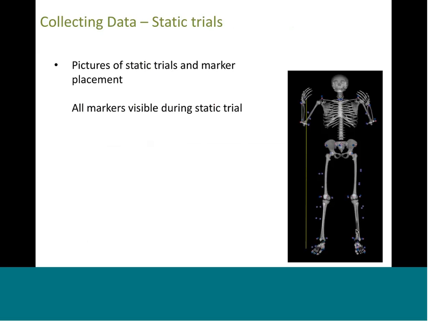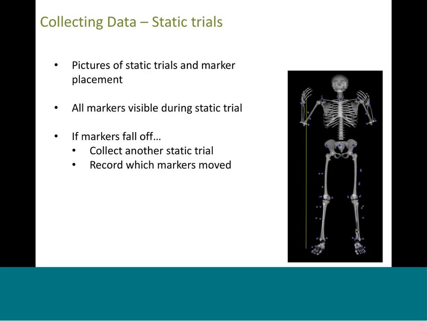You want to make sure that during your static trial, all markers are visible. You won't be able to scale or register markers properly if any of them are missing during the static trial. One more reminder that if markers fall off during the experiment, it's beneficial to collect another static trial and record which markers moved. If you know which markers were replaced on the subject, you can fix all of the other markers on the model while re-registering the position of the moved markers using the scale tool.